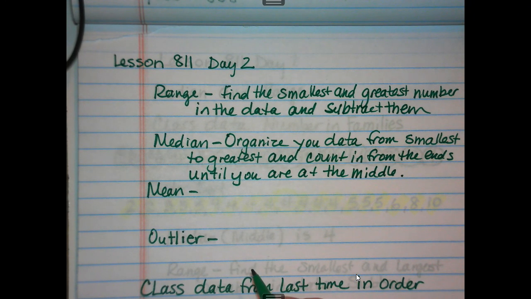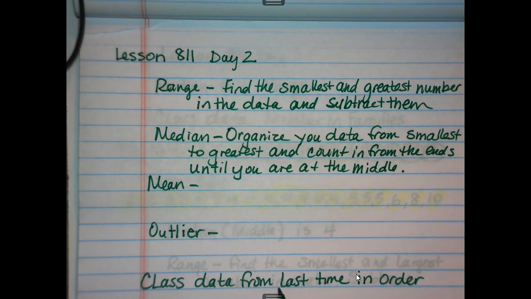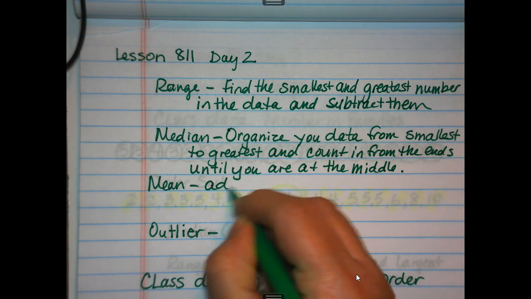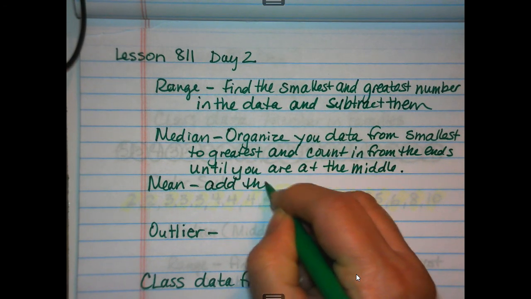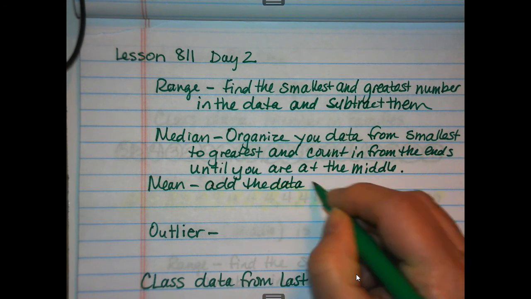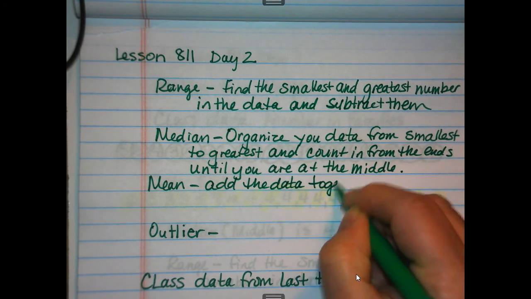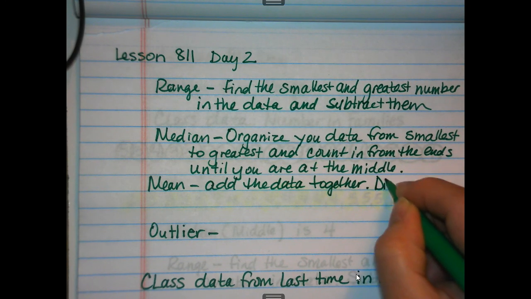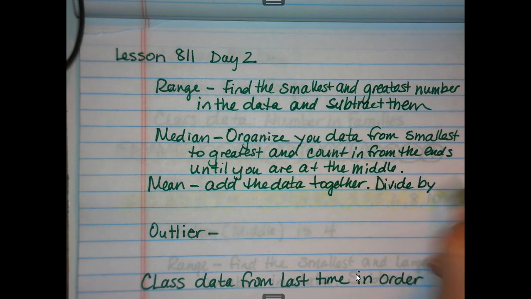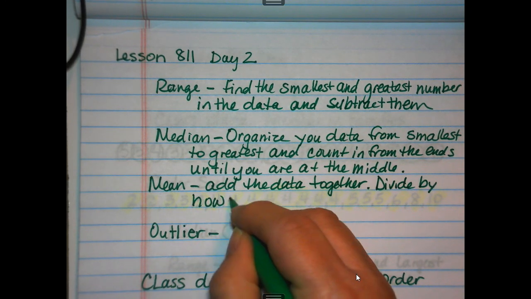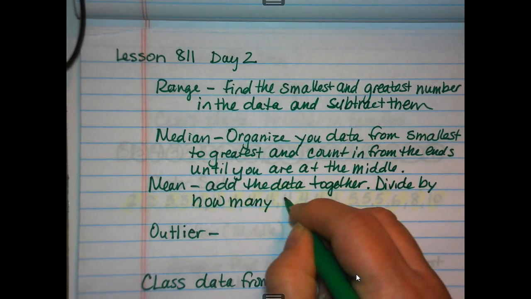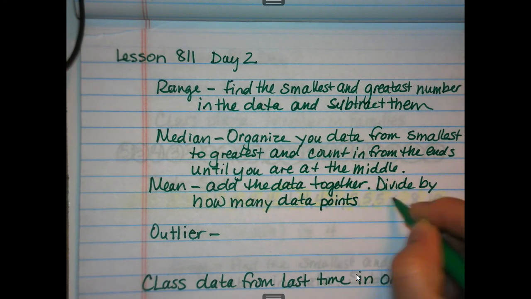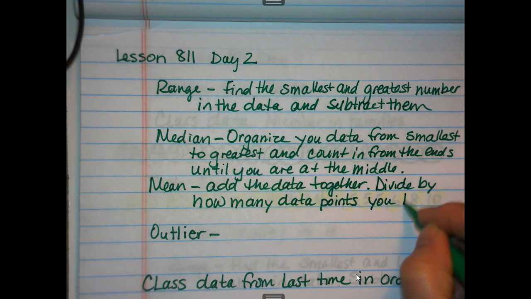Mean, this is a fun one. We're going to do this today, and you might have already done this before in other classes. We are going to add the data together. Then we're going to divide by how many data points you have.